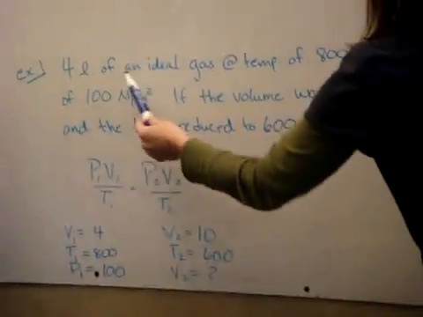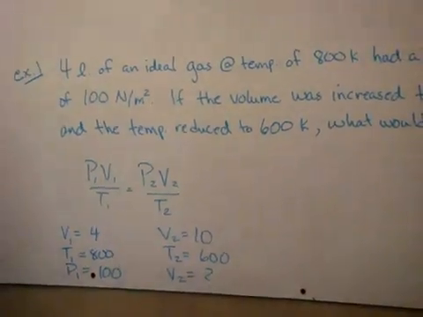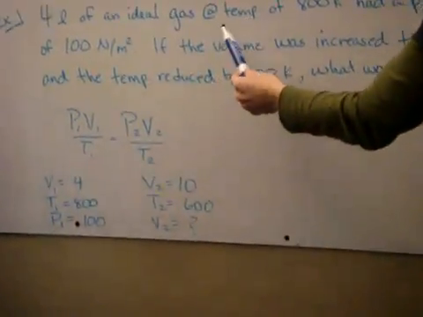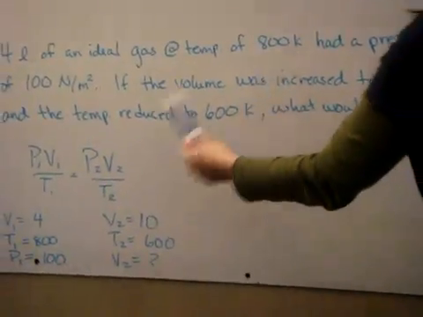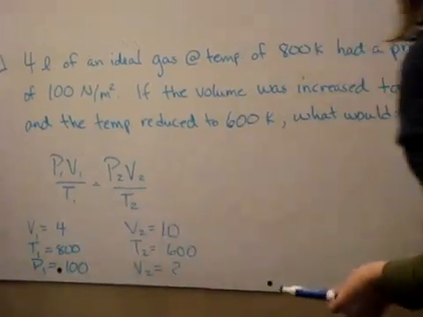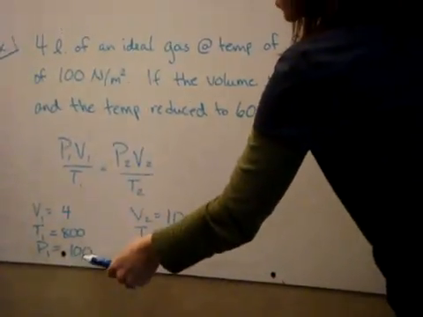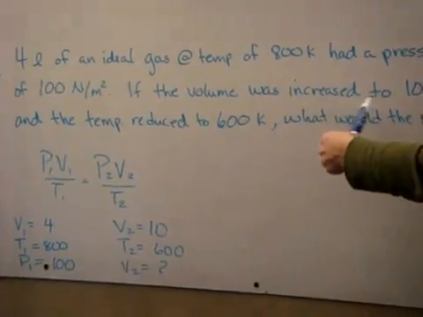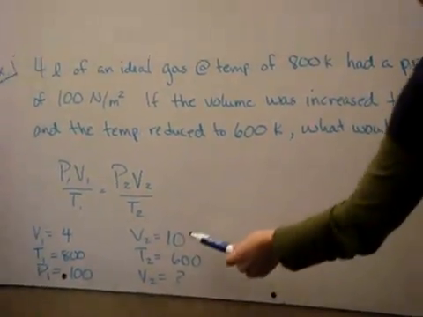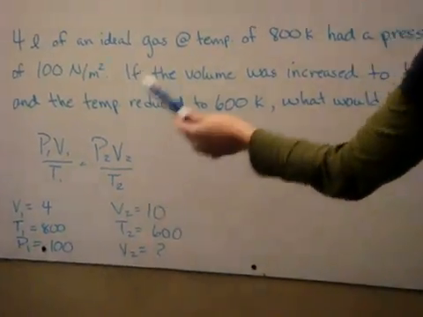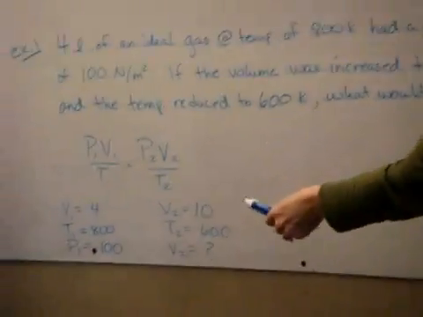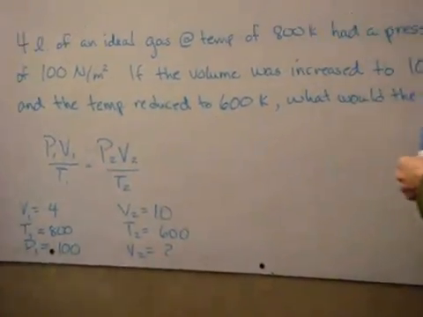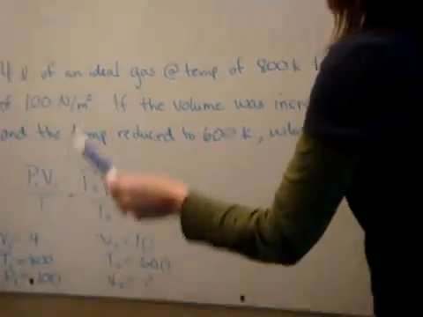So we start out with our volume 1. It tells us it's 4 liters, and volume is in liters, so we know that's volume. At a temperature of 800 Kelvin, so we know our temperature 1 is 800. Had a pressure of 100 newtons per meter seconds. So they tell us everything. Our pressure is 100. If the volume was increased to 10 liters, so our volume 2 is 10 liters, our temperature was reduced to 600 kelvins, what would be the pressure? So that's what we don't know.